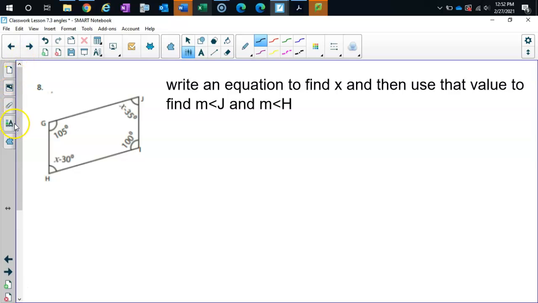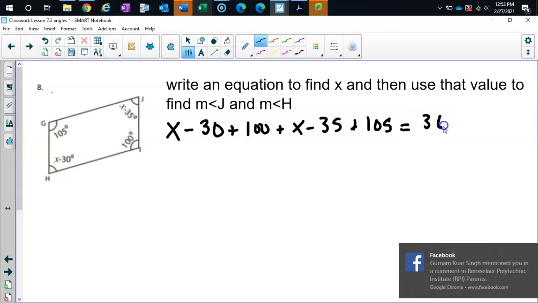Okay, number 8. Write an equation to find x. Go. All right, what you should have done here, this is a quadrilateral. It has 4 sides. We know that those 4 angles add up to 360. So our equation, I'm going to start down here. X minus 30 plus 100 plus x minus 35 plus 105 equals 360.